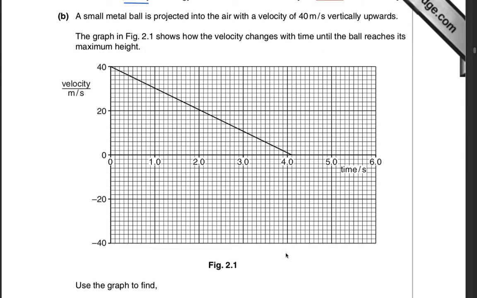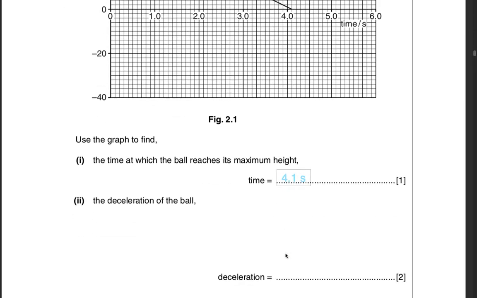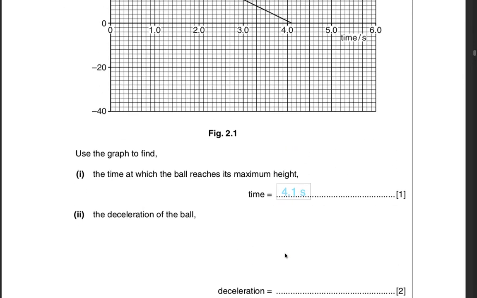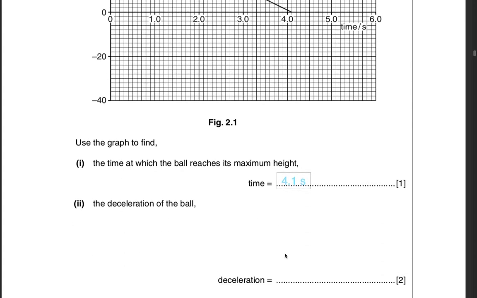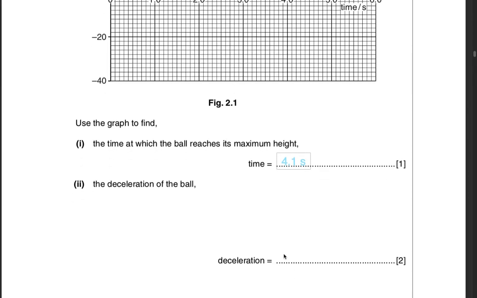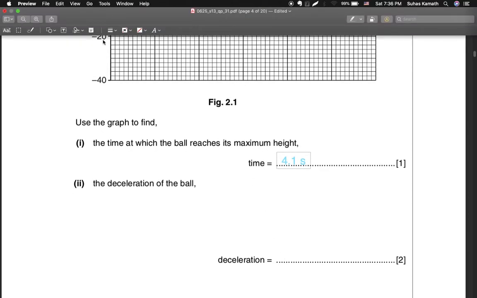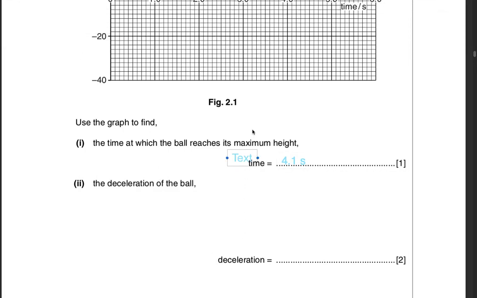So the deceleration of the ball is, of course, just 40 divided by 4.1, which will give you 9.76. So it's just the gradient. You use the graph to find it: deceleration is equal to minus gradient, which is minus, in the bracket, y2 minus y1 divided by x2 minus x1, and just calculate it. I just calculated it on my calculator.